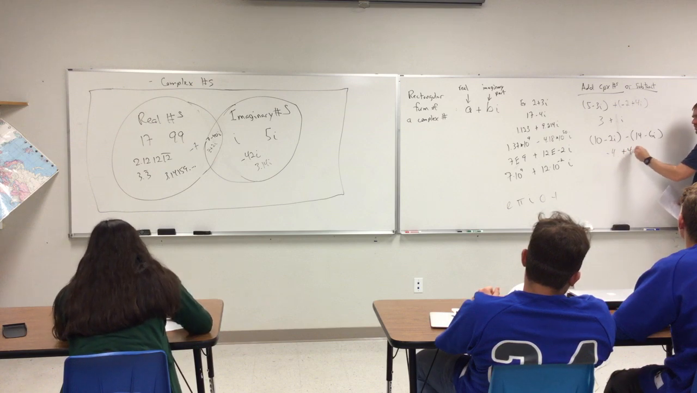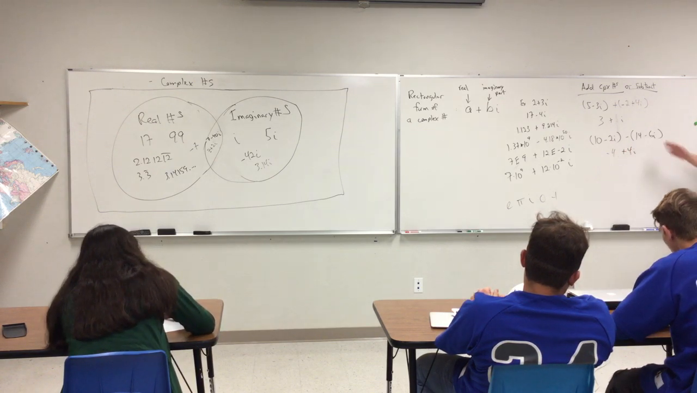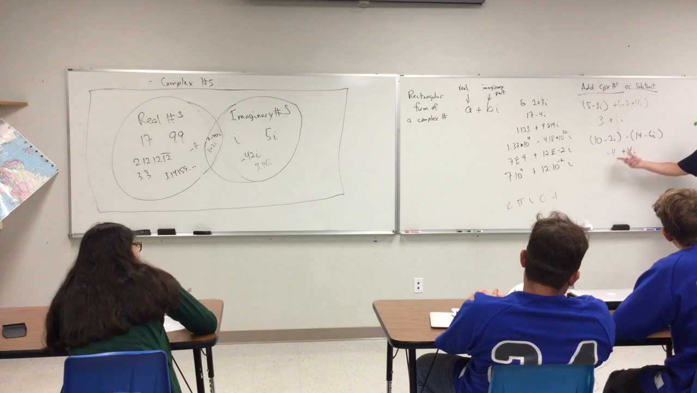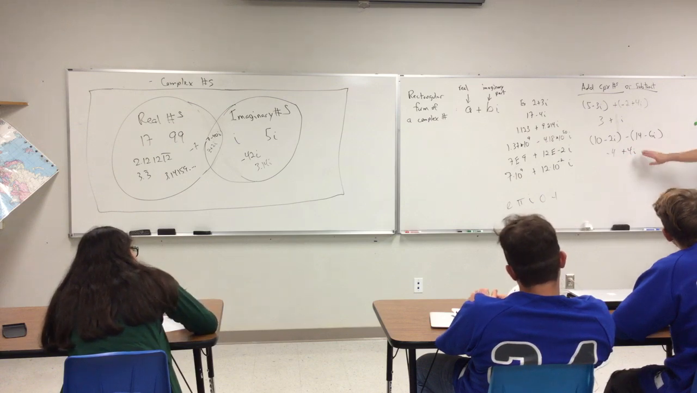I think that's positive 4. That's not really a very helpful example. We'd better have two different values there, but that's okay. That's the answer. Complex number minus complex number equals complex number.